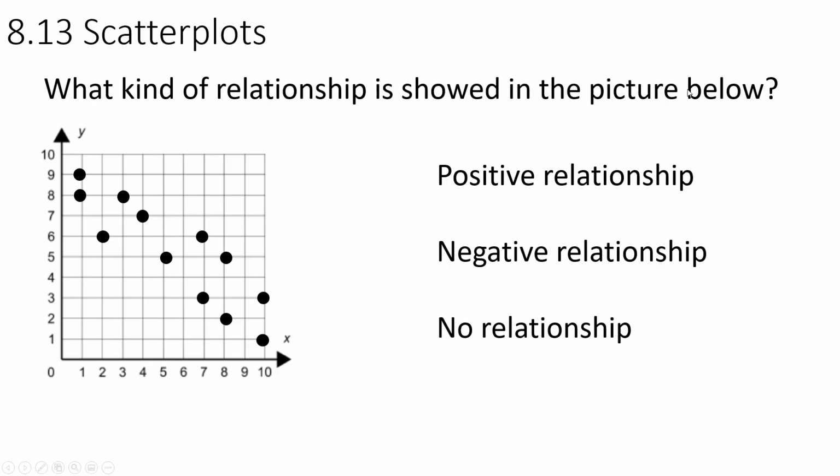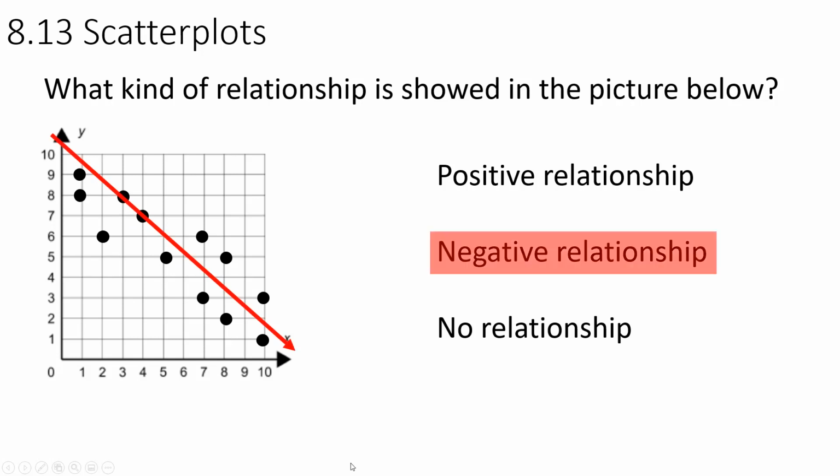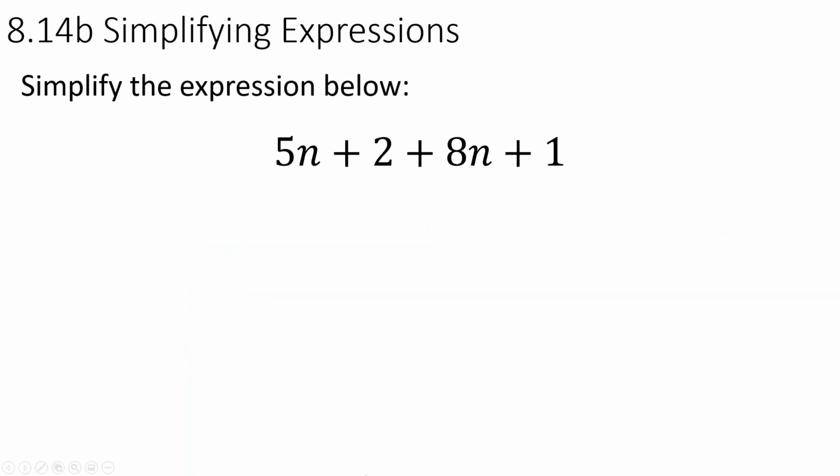Scatterplots. What kind of relationship is shown in this picture? From left to right, it seems like the dots are going downward. That means as this x value is going up, the y value is going down. If you remember slopes of lines, when you see something going downward from left to right, it's a negative relationship or a negative slope. So it's going to be a negative relationship. Moving on.